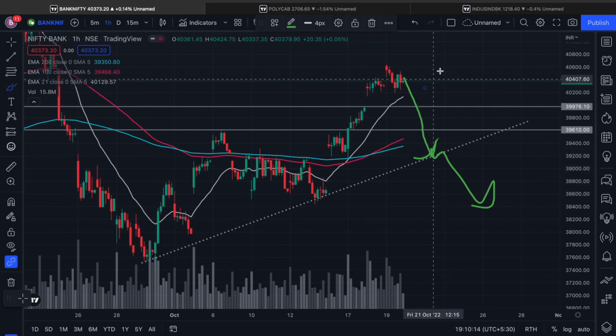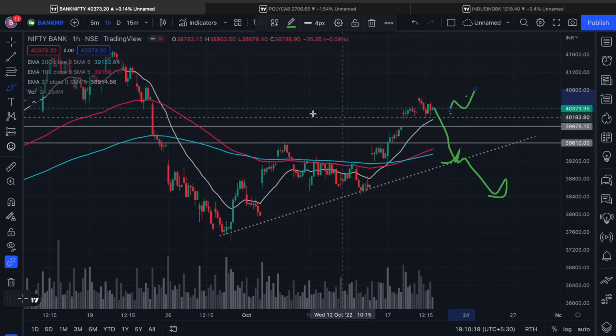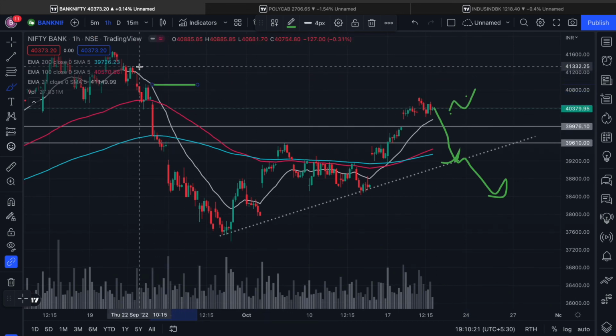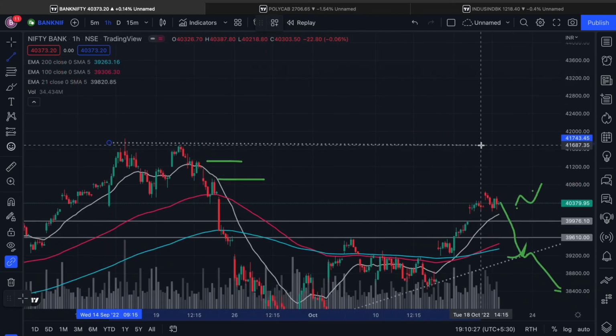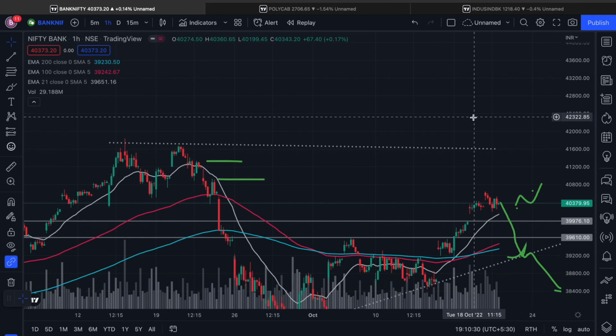And if it breaks out on the upside, then we can expect a movement till this mark. This is the first target, followed by this one, followed by your all-time high, right? So that is my trade setups for tomorrow or for the next few trading sessions. Keep this on watch list.